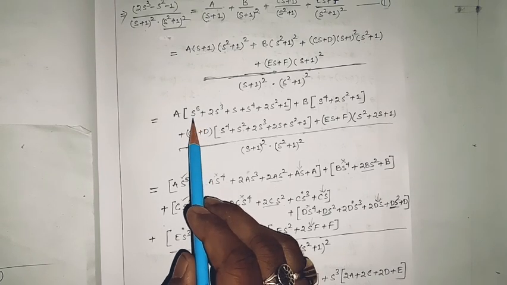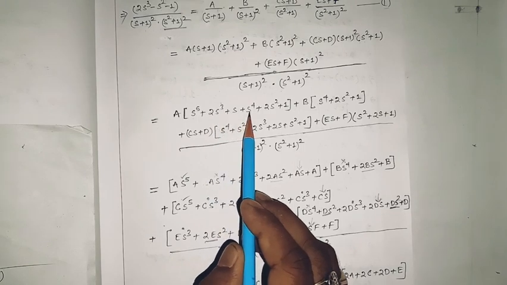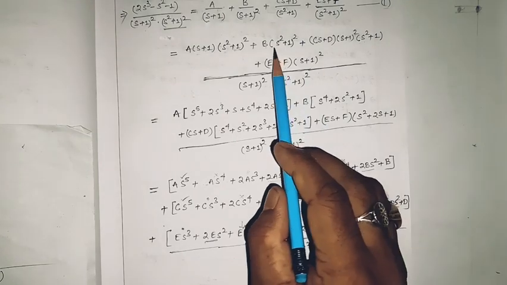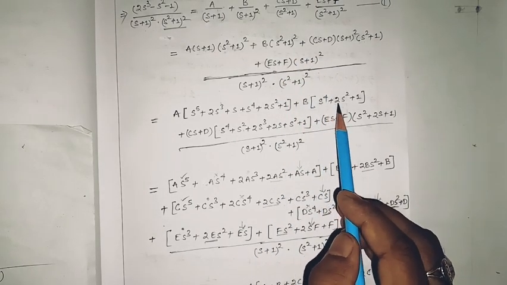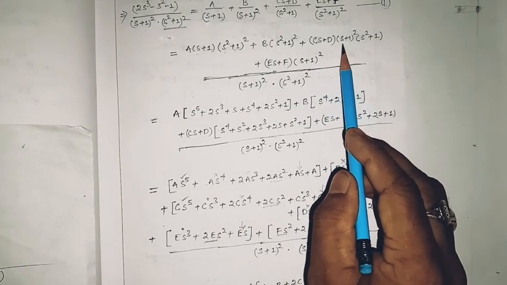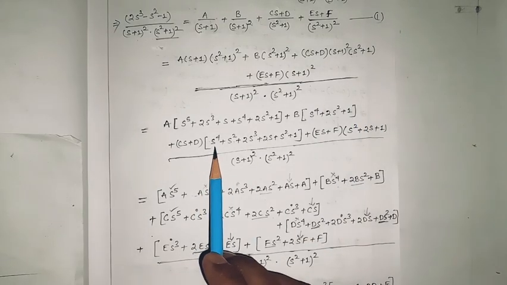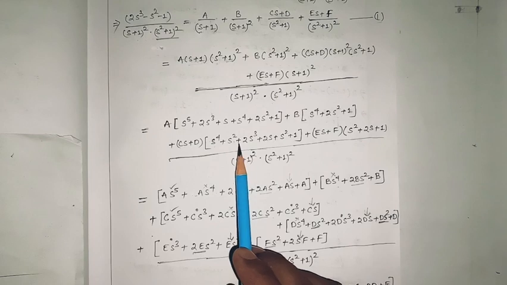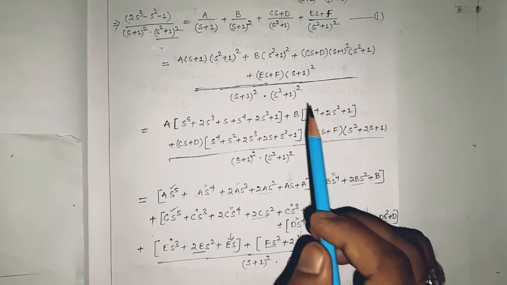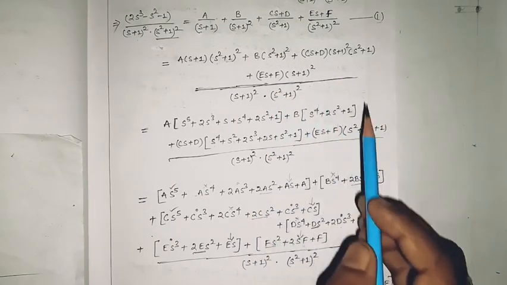We found that s to the power 5 plus 2 s to the power 3 plus s, plus s to the power 4 plus 2 s to the power 2 plus 1, plus b into this one will be s to the power 4 plus 2 s to the power 2 plus 1. If I multiply this one, (s plus 1) whole square, with (s square plus 1), we can find s to the power 4, s to the power 2, plus 2 into s to the power 3 plus 2s plus s square plus 1. Then this one is your s square plus 2s plus 1. That means (s plus 1) whole square is this one.